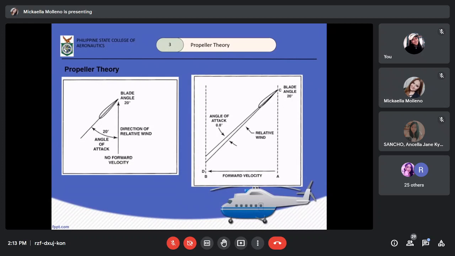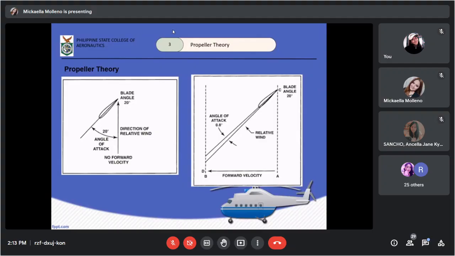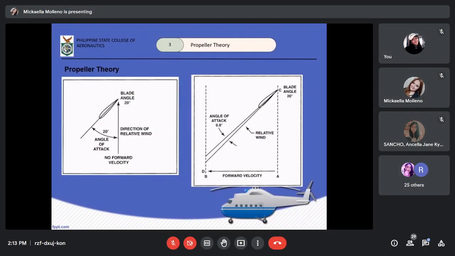And, ma'am, what will happen naman if we have a forward velocity na? Simple, as shown dyan sa ating picture, nag-shift yung ating relative wind kasi nga, may vector na tayo sa baba. So this time, hindi na equal yung dalawang angles natin. In other words, to simply put it, increasing the speed will cause a decrease sa ating angle of attack.